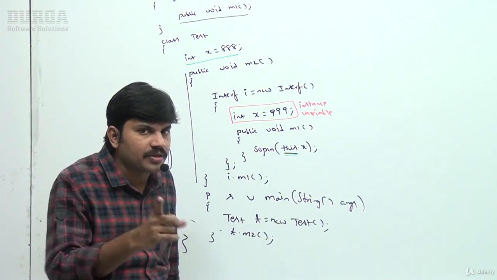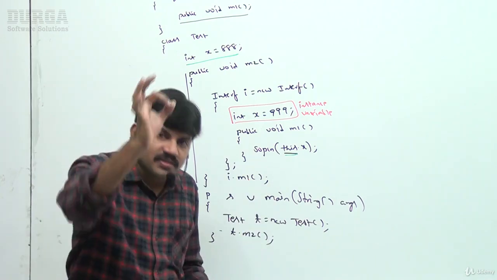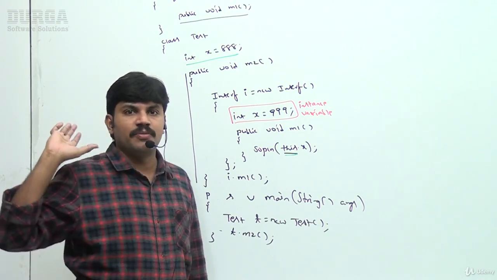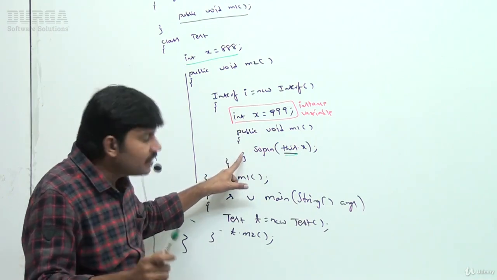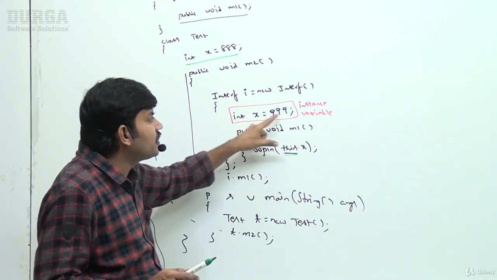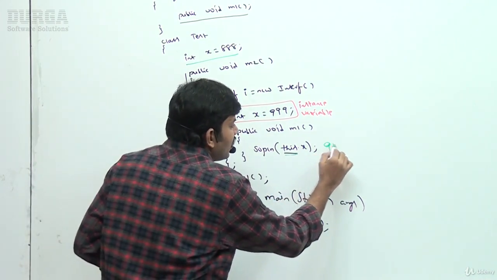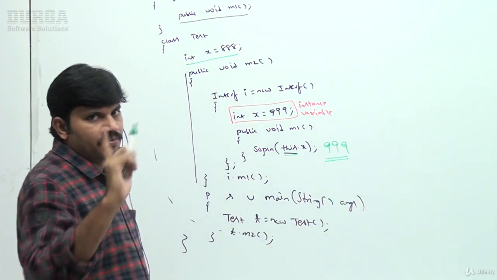Very important point. Inside anonymous inner class, this always refers to the current inner class object only. Remember this one, current inner class object only. That's why we are going to get the current inner class object's instance variable. What is that value, sir? 999. Remember this, the most important point.